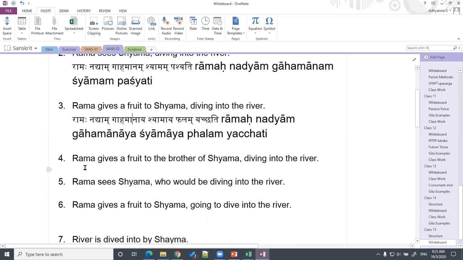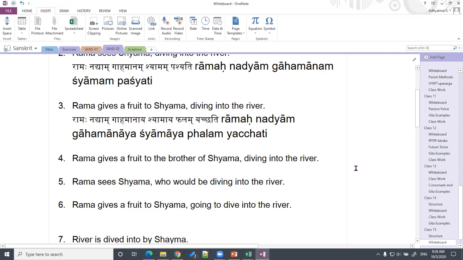Now we have put another thing. Rama gives a fruit to the brother of Shyama who is diving into the river. So think of it, how will you make this sentence? Now the Shyama, the brother of Shyama. So Shyama is diving into the river and his brother. So Shyama is in the sixth case. So that's why Gaha Mana also would be the sixth case because of Shyama. So Shyamasya Bhrata.